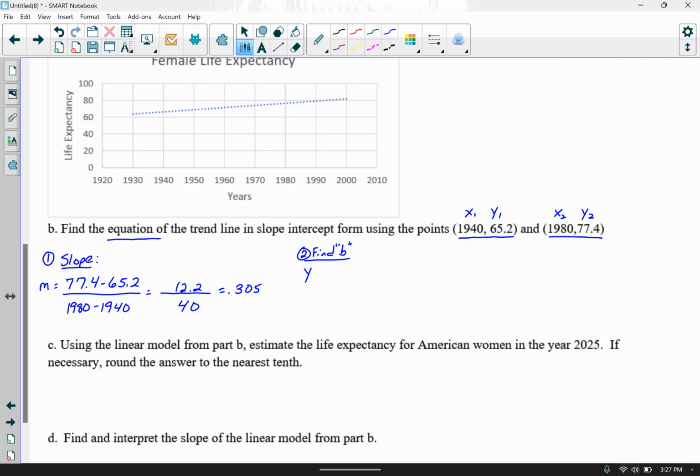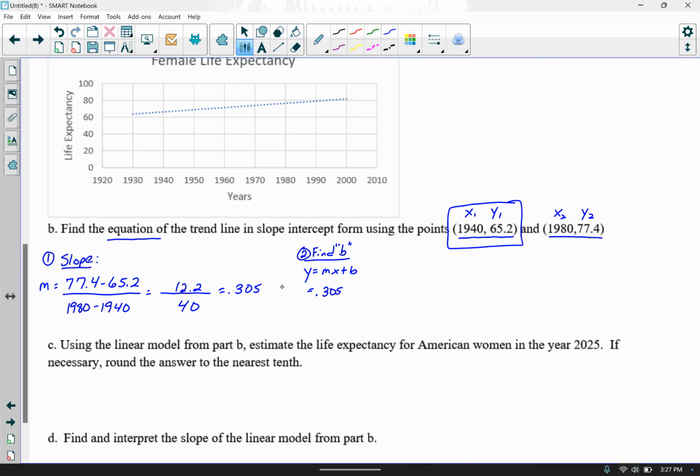So I'm going to go my y equals mx plus b. So in place of our m, I'm going to put in our 0.305 that we just found. Again, you can use either ordered pair. Maybe this time I'll use the first ordered pair. Both of these ordered pairs are both positive. Okay, so you could use either one. Again, just don't pick this x and that y. If you pick an ordered pair, you got to go with it, using that x and that y.